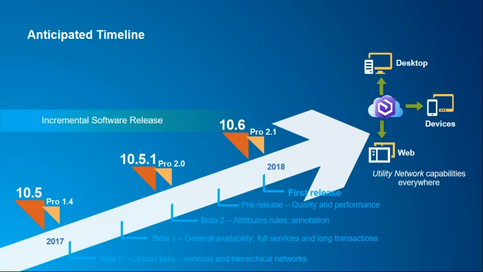Yeah, so if you look at the timeline, what you'll see is that beta 1 is going to be based on 10.5 and Pro 1.4. So these will be overlays or extensions essentially, a service pack or install you would set on top of these. So for beta 1, you'll need 10.5 and Pro 1.4.1, I believe. For the second beta, this will be based around 10.5.1 and Pro 2.0. And then going forward with the first release, it would be 10.6 and Pro 2.1. So hopefully this answers that. These will be the versions required for you to take advantage of the utility network throughout the beta and the release schedule. Thanks, Mike.